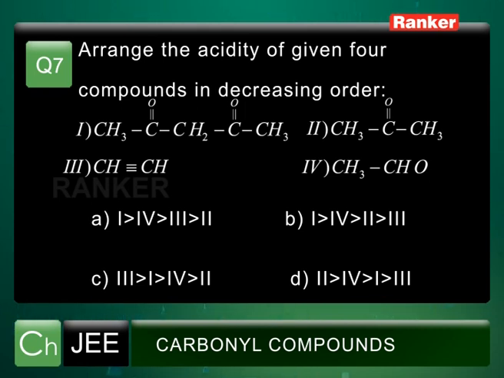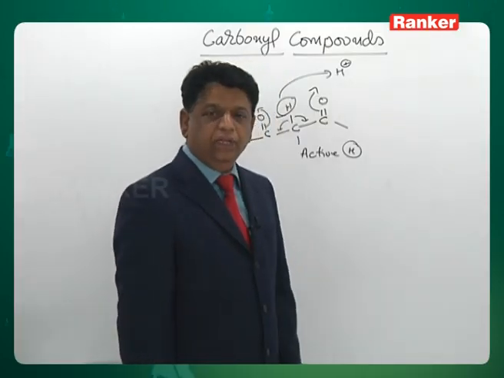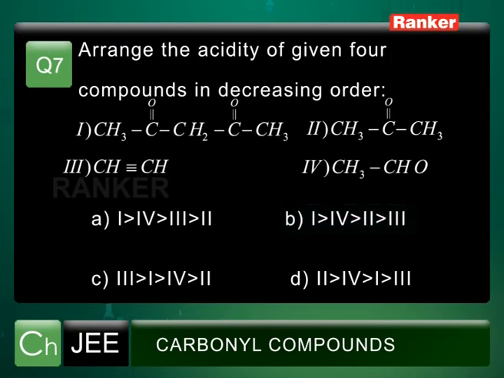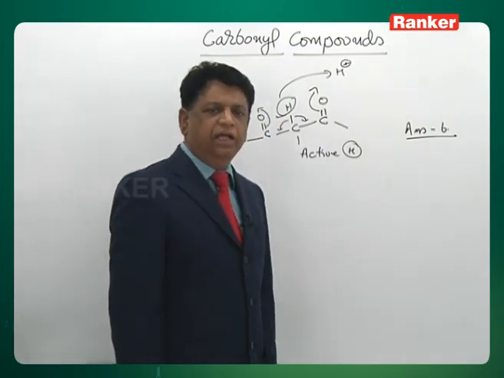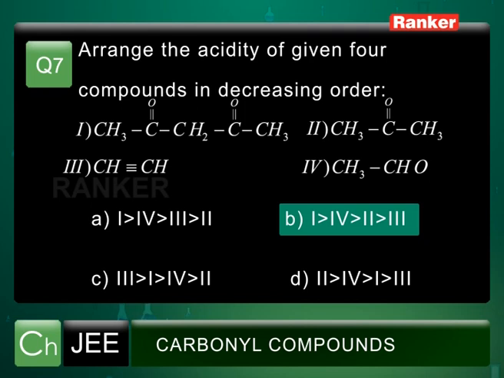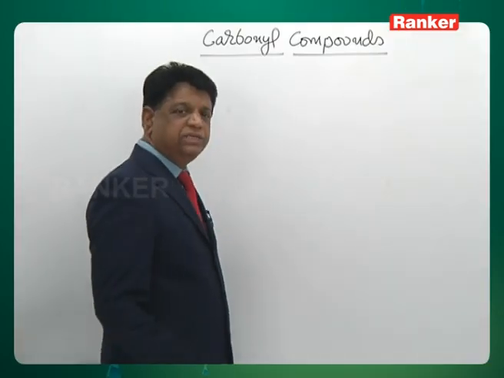Then lastly acetylene. Acetylene is no doubt acidic, but it is a weak acid, weaker than even water. So the order is the diketone 1, followed by the acetaldehyde 4, followed by the acetone 2, then lastly 3. So option B will be the right answer. Acetylene is acidic, but it is a very weak acid when compared with all these alpha hydrogens of the carbonyl compounds. So let's go for question number 8.